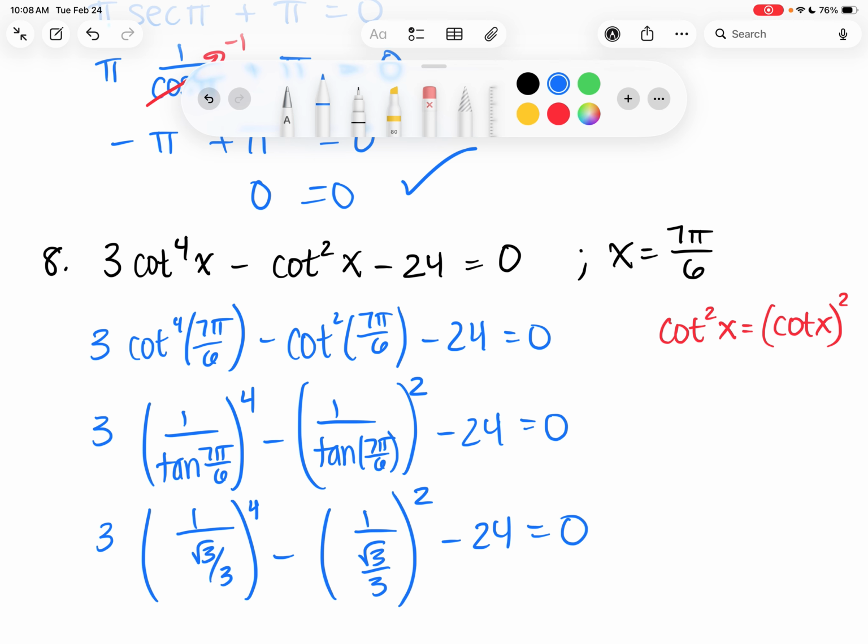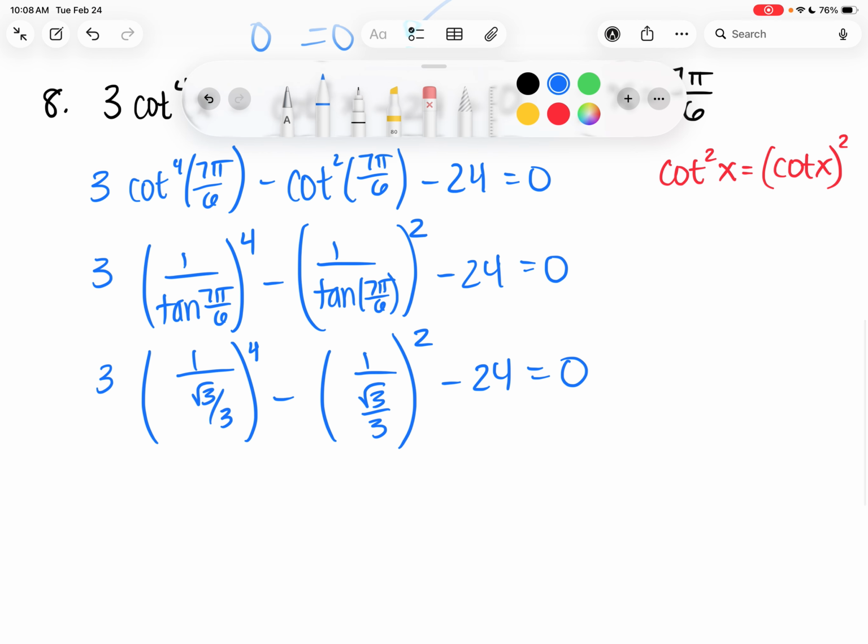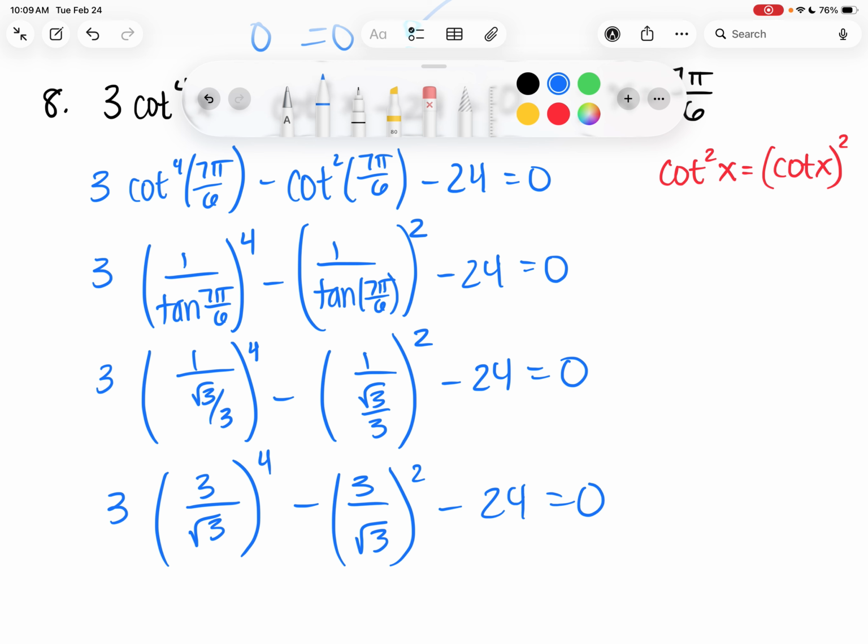Now, since I'm dividing by a fraction, I would keep, change, flip. So it would just be 3 over root 3. Normally at that point we would rationalize. I'm not going to do that because they're being raised to an even power, so that stuff I can tell is going to cancel. I'd basically just be doing extra work. So I've got 3 times 3 over root 3 to the 4th minus 3 over root 3 squared minus 24 equals 0.